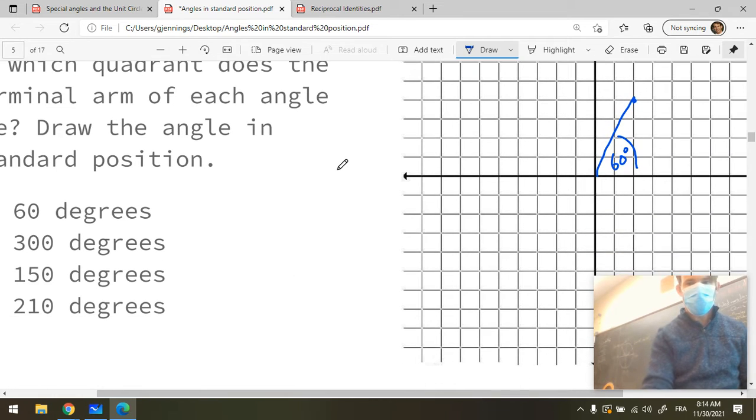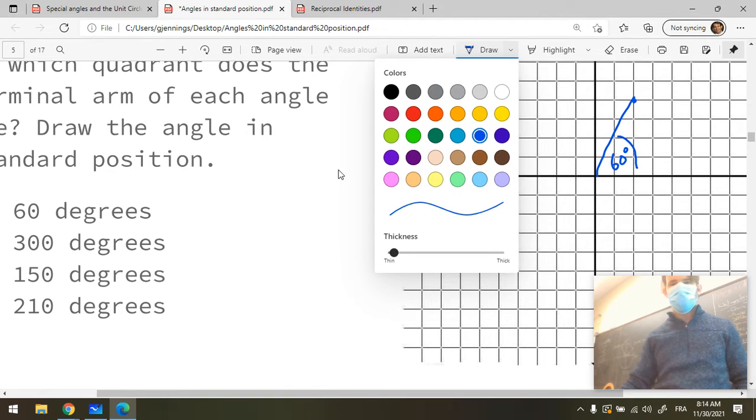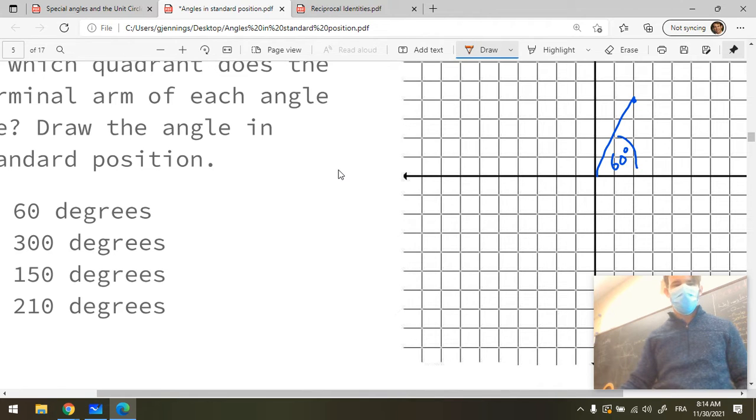There. So that's a 60-degree angle there. If I want a 300-degree angle, well, that's actually going to be rather similar to the 60-degree angle. 360 degrees would be I go all the way around the circle, and then I just need to back off by 60 degrees. If I want 300 degrees, it means go all the way around the circle, but leave 60 degrees. So that's going to be down here.